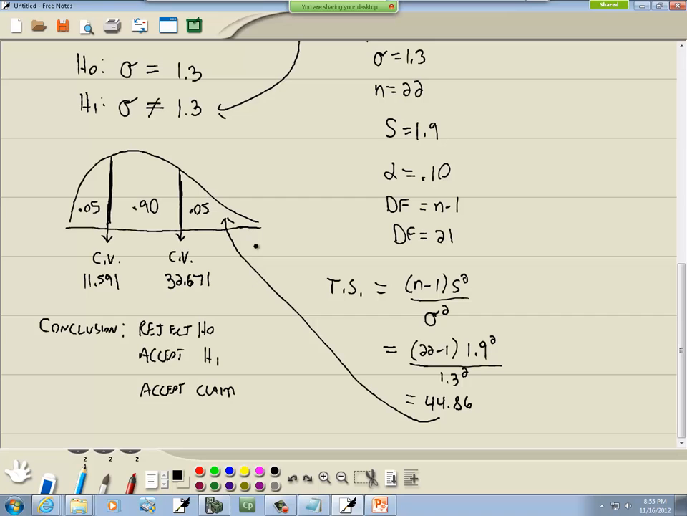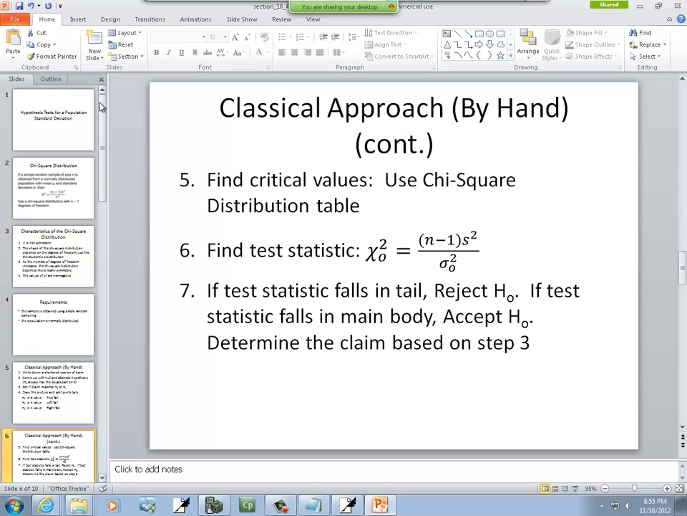Let me save this. And then we'll look at our last problem.